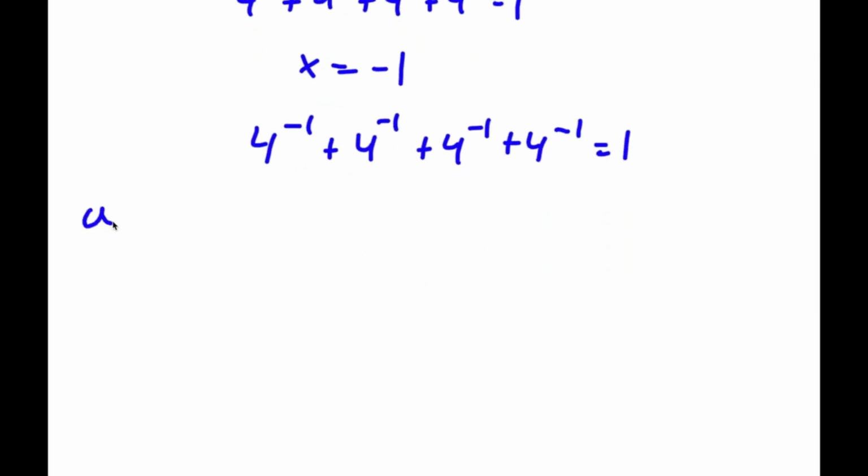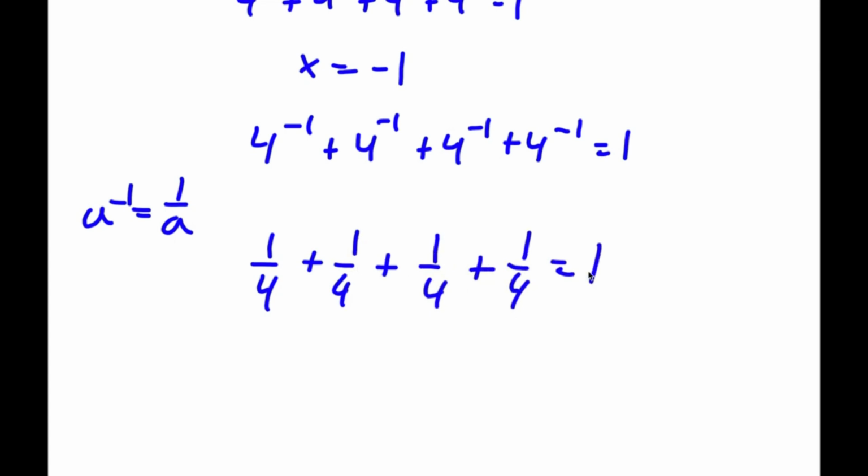And if I have something in the form a to the power of negative 1, this is equal to 1 over a. So 4 to the power of negative 1 is going to equal 1 over 4. So I have 1 over 4 plus 1 over 4 plus 1 over 4 plus 1 over 4 is equal to 1.